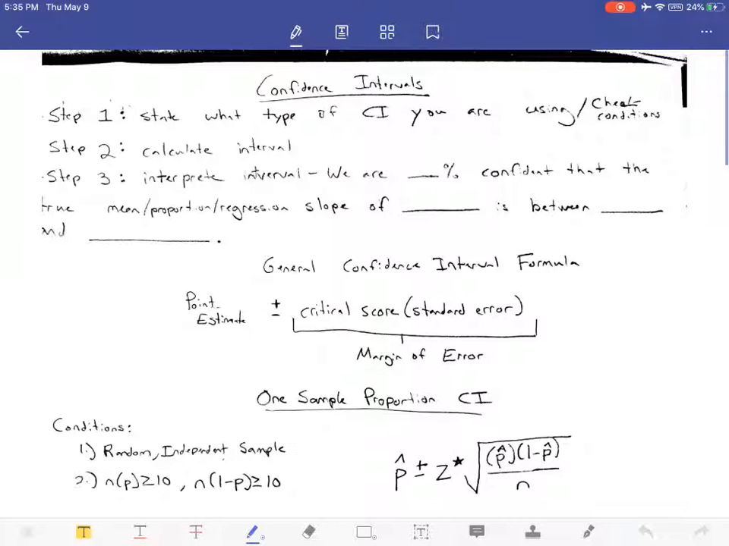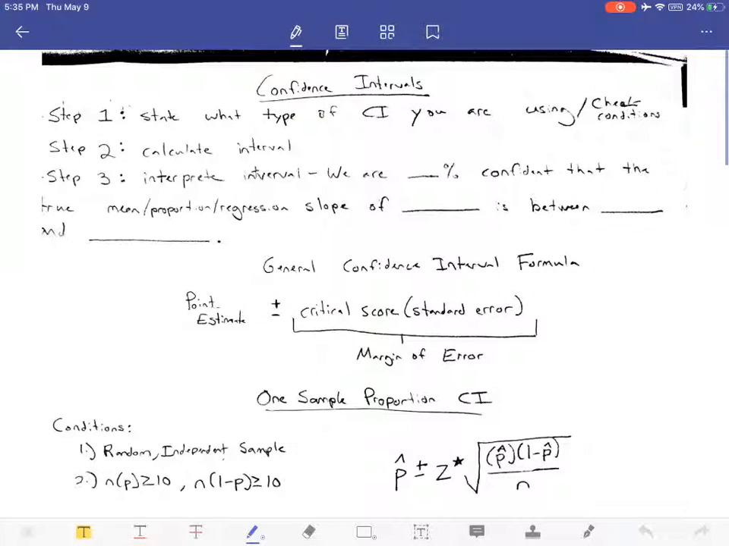So anytime you're dealing with a confidence interval formula, like on a free response question, the first thing you want to do is state what type of confidence interval you're dealing with, so the name of the confidence interval. Then also with that, you want to check your conditions. Then you want to calculate your interval. And then lastly, step 3 is you want to interpret your interval.